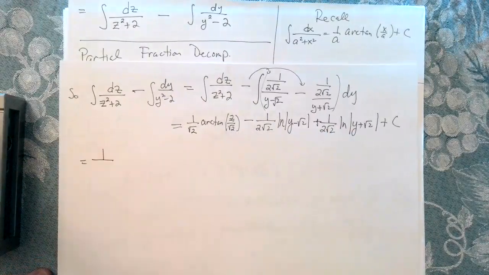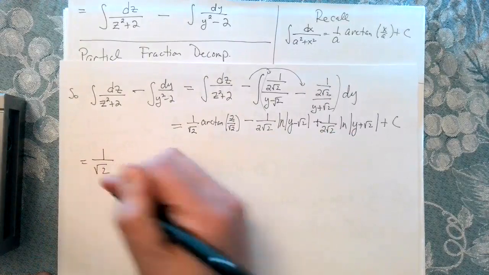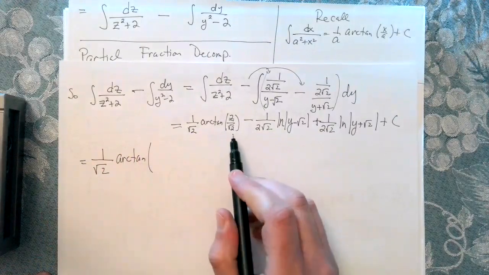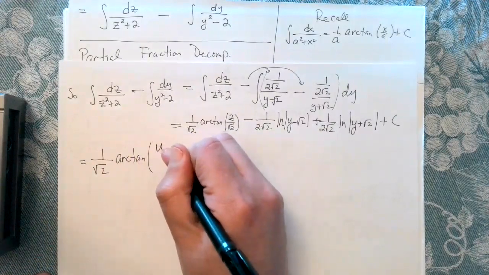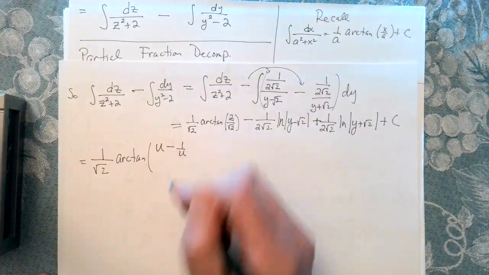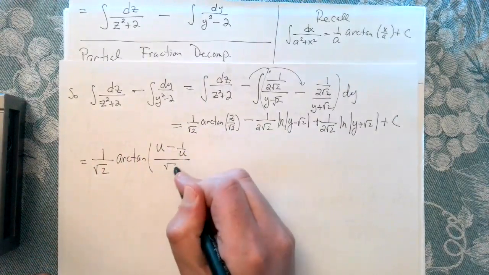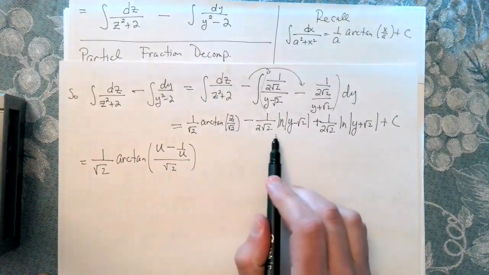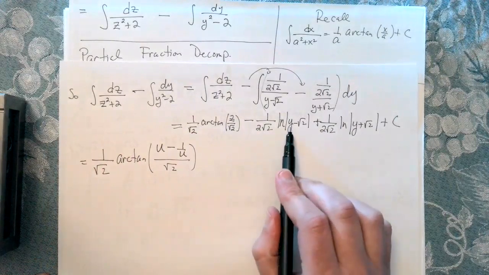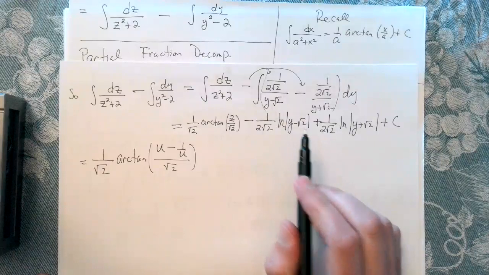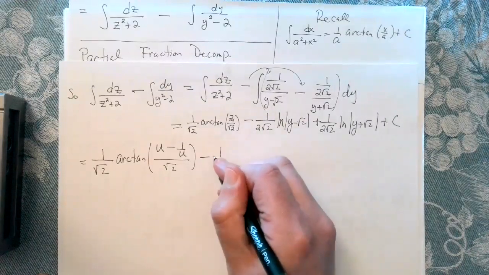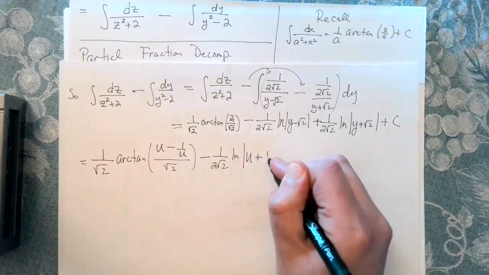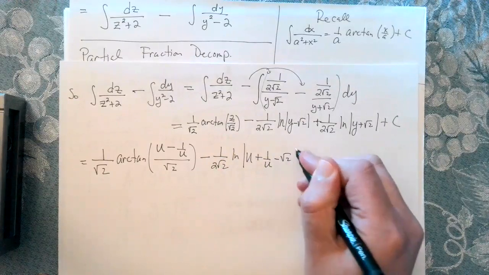So we've got 1 over radical 2. We've got the arctangent of, okay, so z, that's z, over radical 2. And now y, so I think y was equal to u plus u to the minus 1. Okay, so that's y, plugging y in.